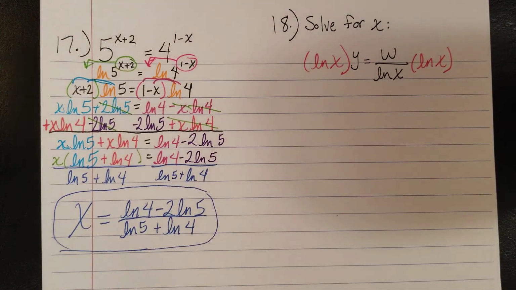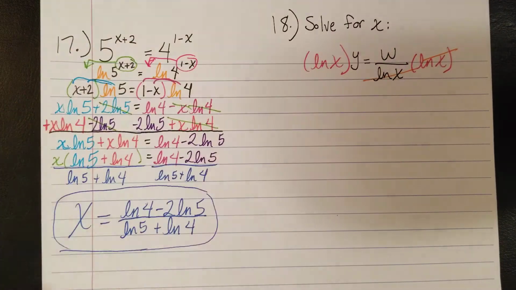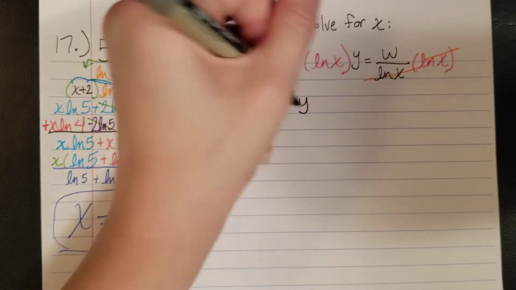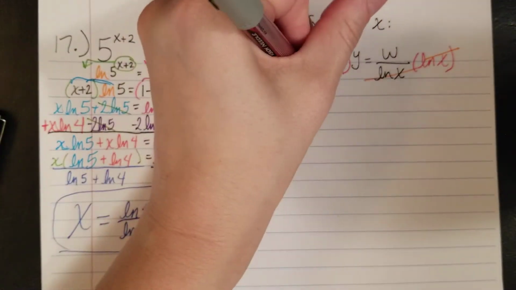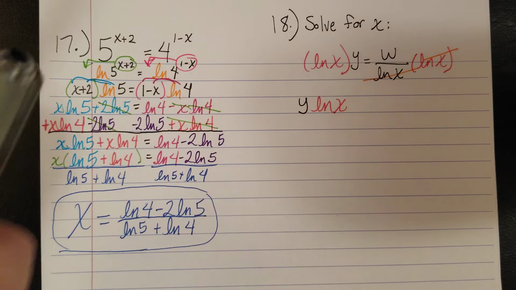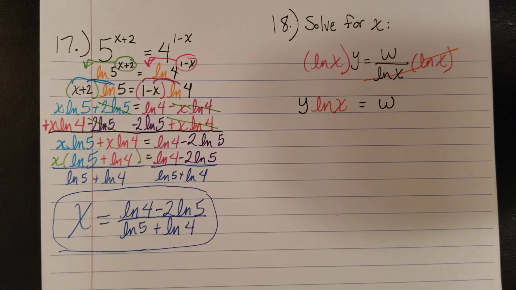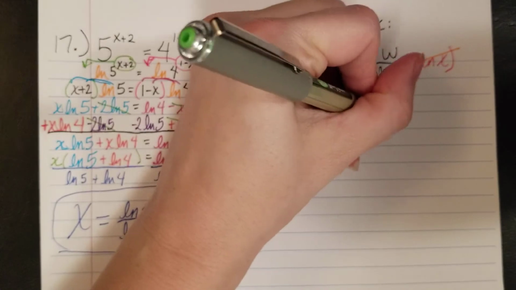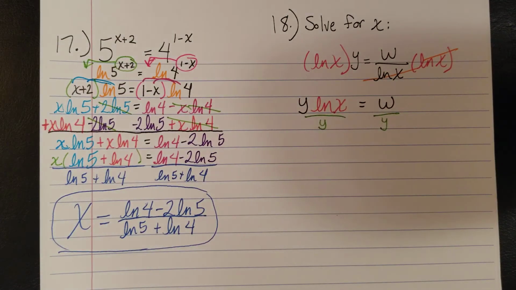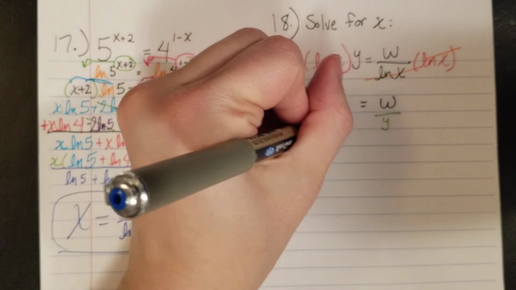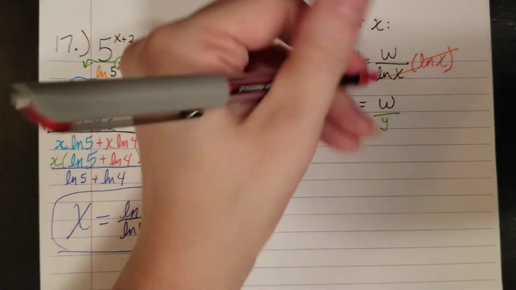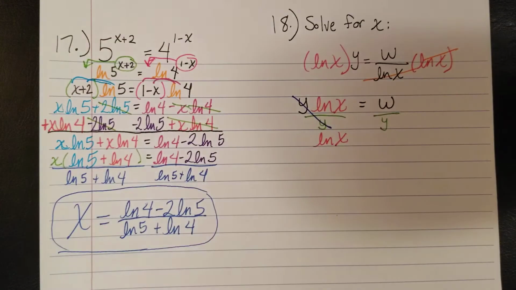All right, and then that would cancel out on the right side. All right, so let's just write that y as like a coefficient in front of the ln. So that would be y times the natural log of x equals w. All right, and we're trying to get x by itself, so the next thing I want to do is divide both sides by y. All right, so that would cancel that out here. So that would leave me with ln of x equals w over y.